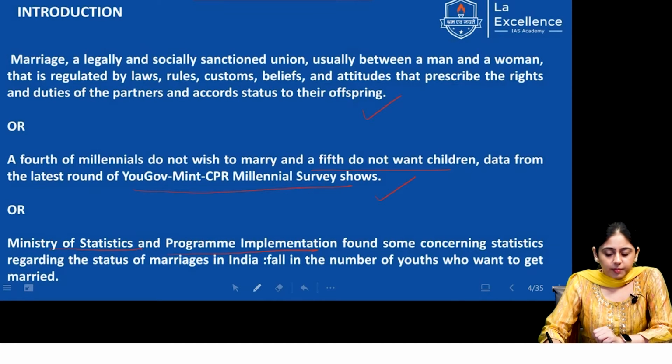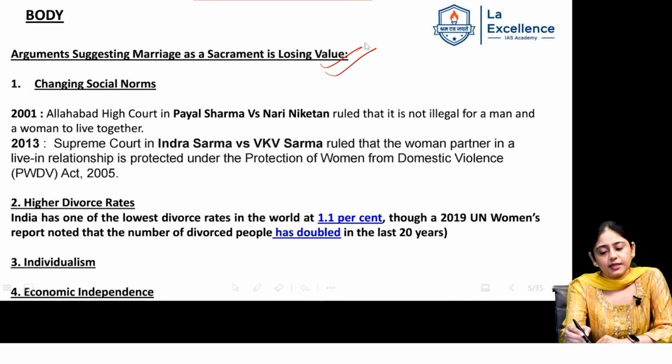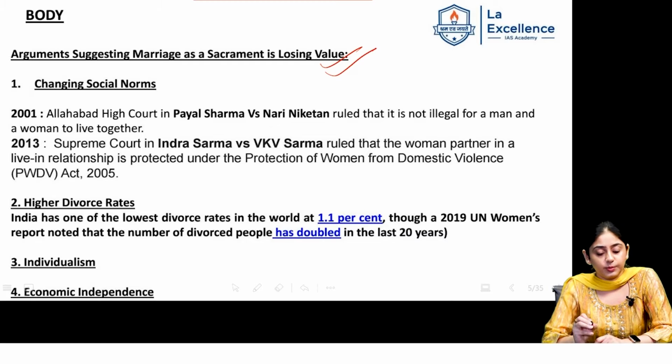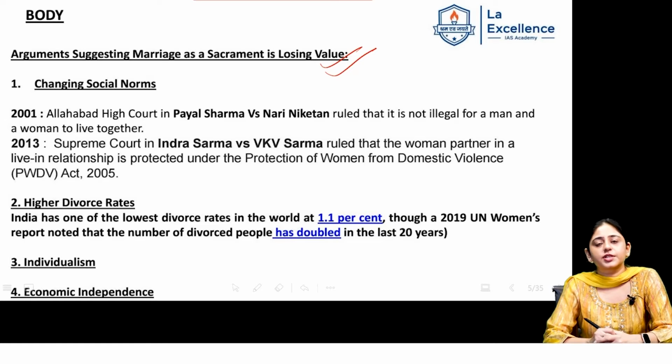Okay, so in the body of your answer, first you will start that yes, it is losing its value. You will give arguments for. So the first point is that there are changing social norms in the society. Now marriage as a social institution, which was seen as very important in the traditional society, is slowly being replaced by some alternative institutions, like for example live-in relationships. Live-in relationships are increasingly becoming more acceptable in the society.